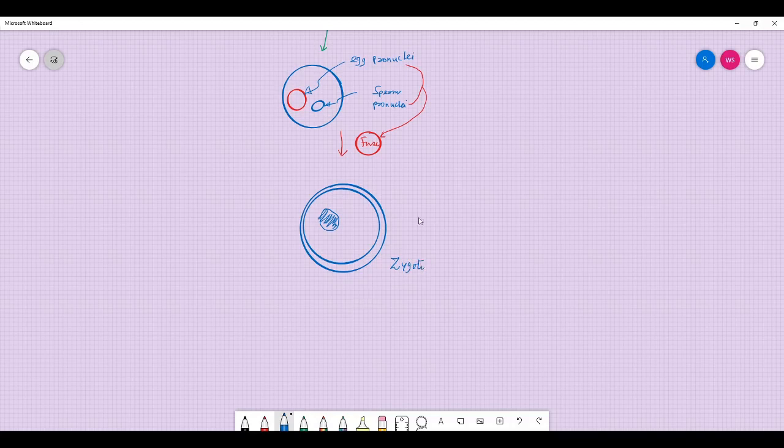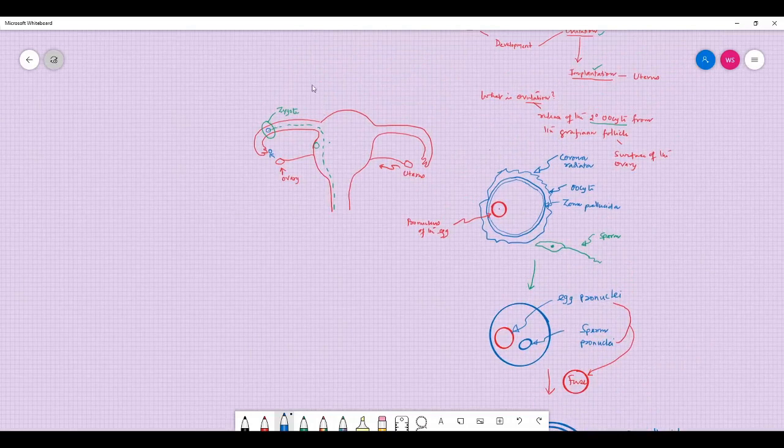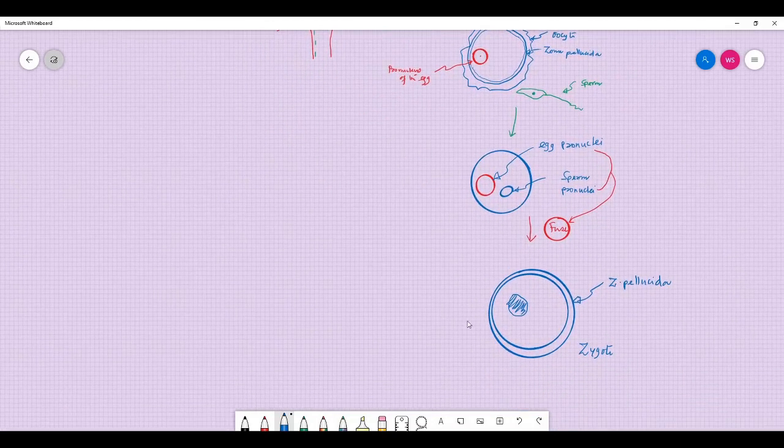Again we are trying to depict the zona pellucida. Then we said that this zygote moves towards the walls of the uterus. During this time, it undergoes certain kinds of development. So that development is what we are now going to talk about. Okay. So what happens?